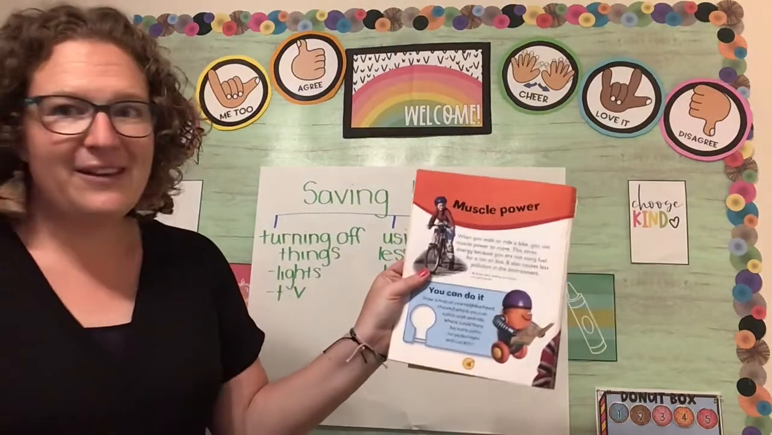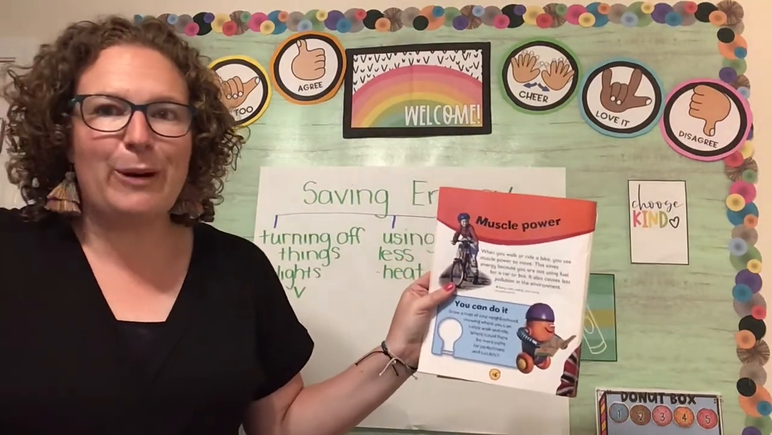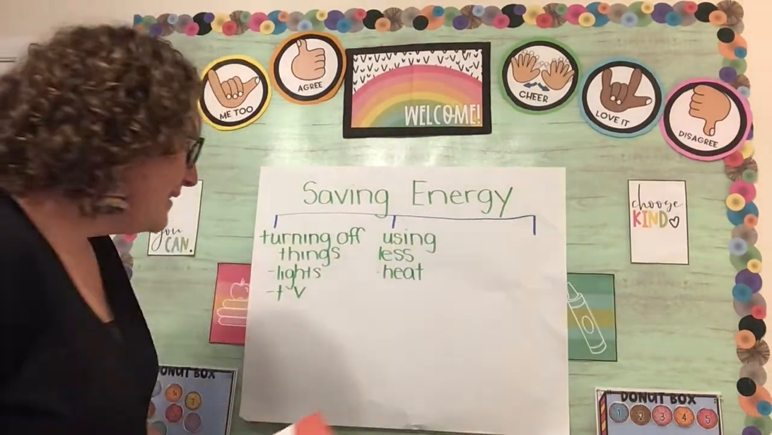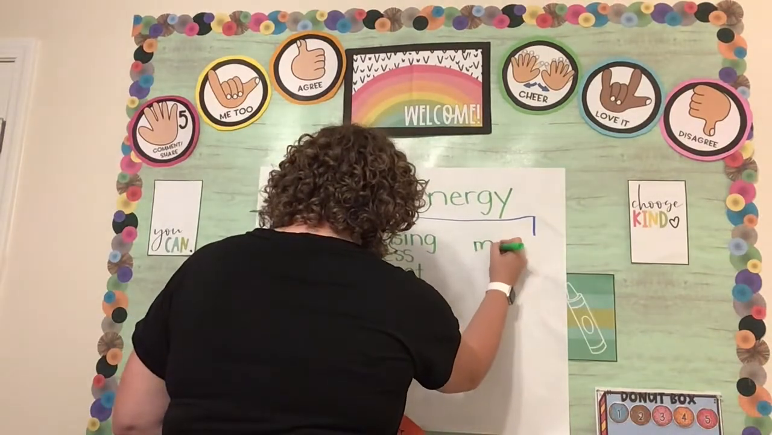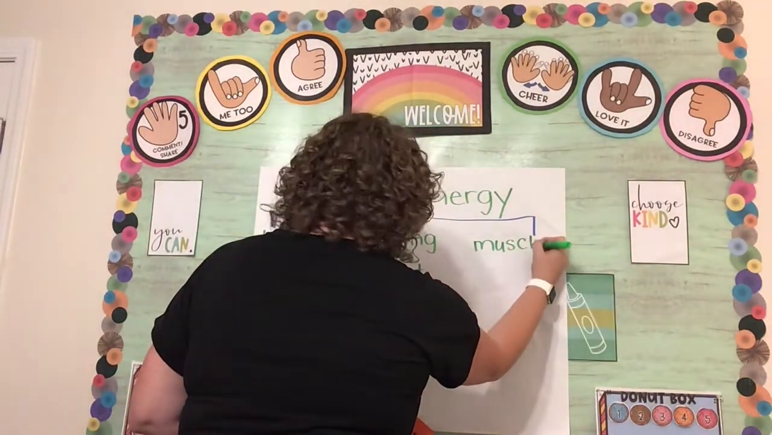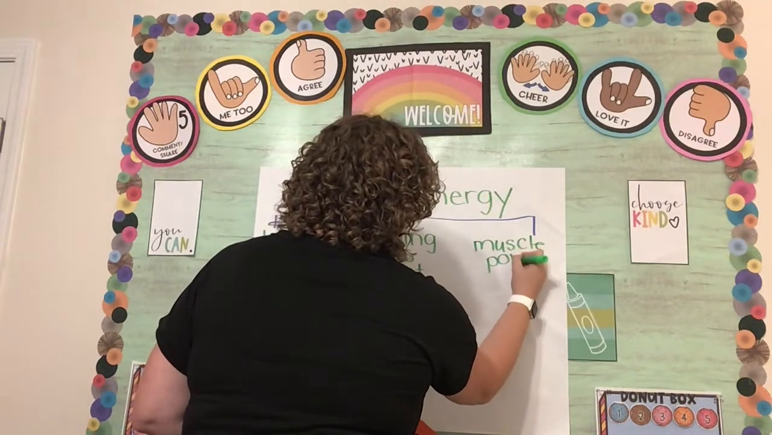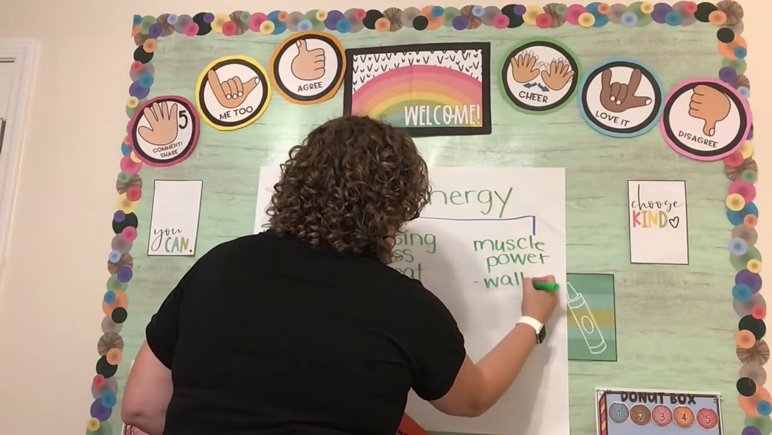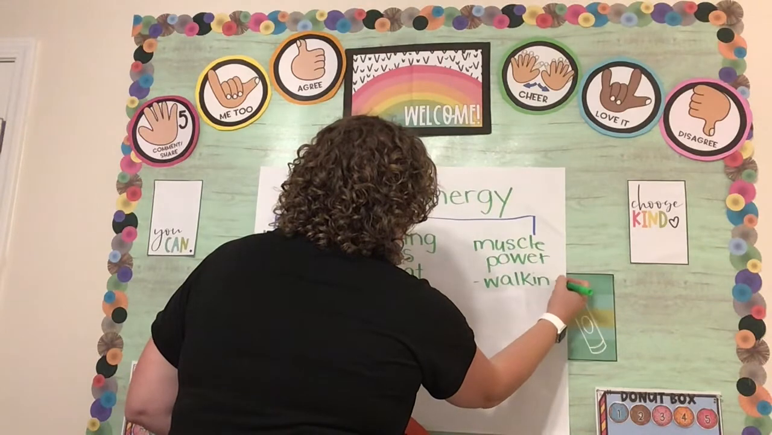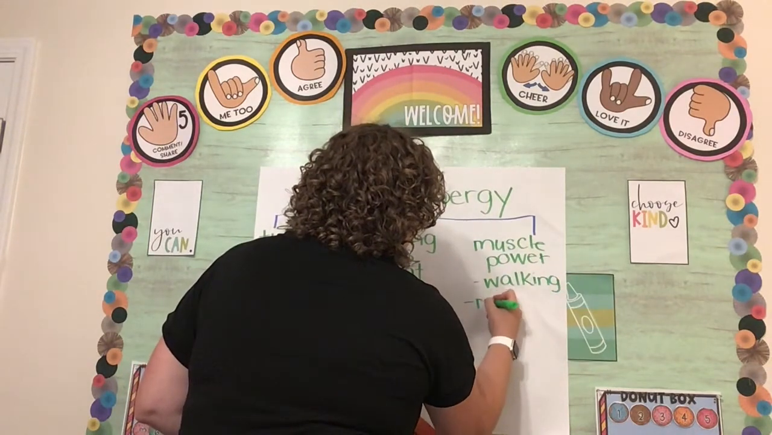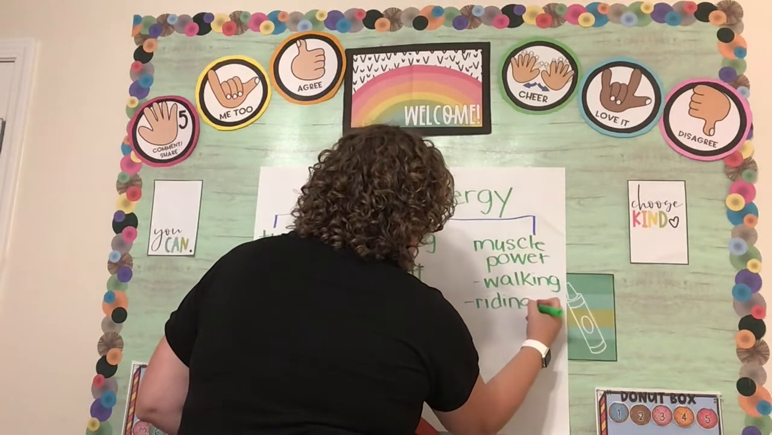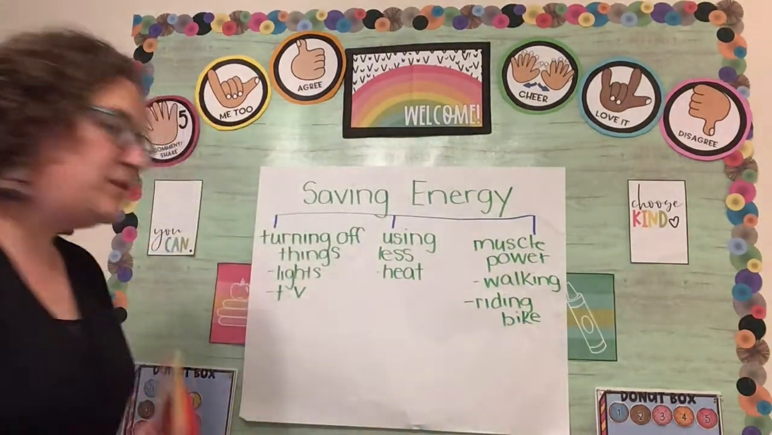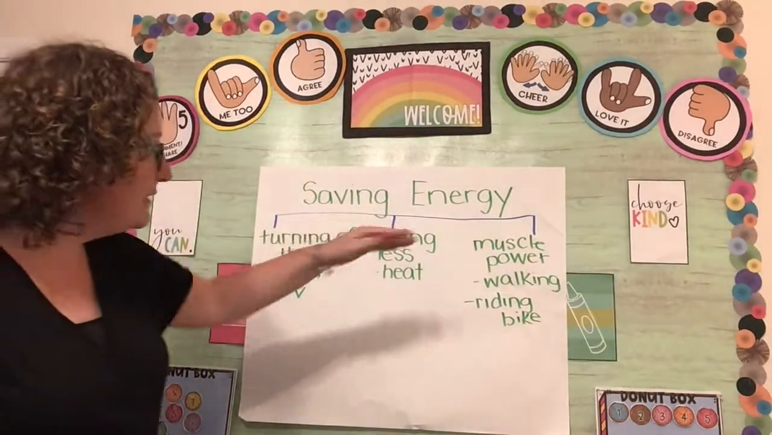Oh, I'm going to see if you see that. I saw the picture and it just sparked my brain. Then I remembered what we read. So another way is to use our muscle power. So I'm just going to put muscle power. And I'm going to put walking or riding our bike places. Some of us even ride our bike to school. So those are three details of how we can save energy.